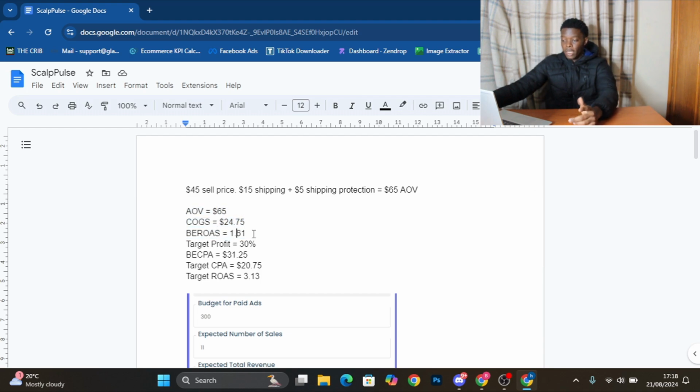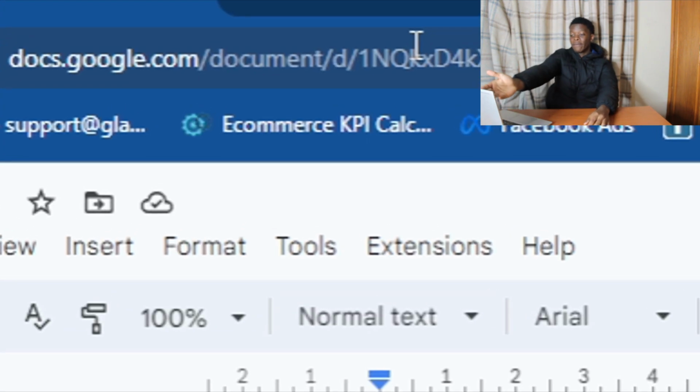Now for that, my break-even ROAS was 1.61, meaning I had to get a ROAS above 1.61 to be profitable. Our target profit was 30%. That's a really good goal to set if you're running paid ads. And again, you can do all of this in the e-commerce KPI calculator I left in the description. Hell, you can even see it here in my bookmarks. I'm not lying to you all.